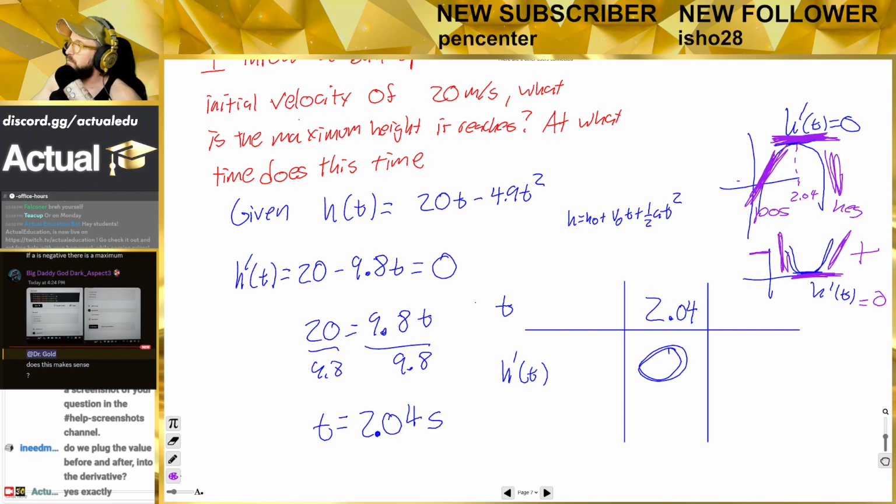Yes, we plug in a value before and after it. So Teacup, what you can do is pick a t value to the left of this and to the right of this. So what's a t value that's less than 2.04? What would that be?